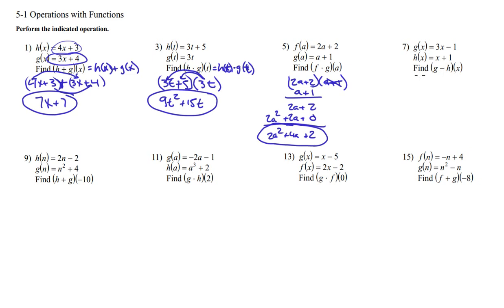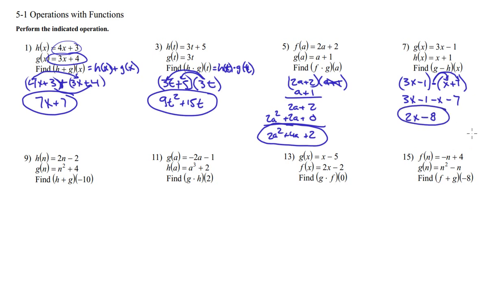Number 7, g minus h of x. So that's g of x minus h of x. So we've got 3x minus 1 minus x plus 7. So this negative has got to get distributed to both of these pieces here. So this is really 3x minus 1. Negative times x is negative x. Negative times positive 7 is negative 7. And now we just collect like terms. 3x minus x is 2x. Negative 1 and negative 7 is negative 8.